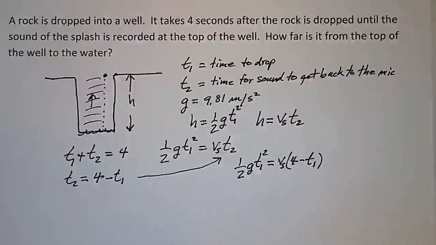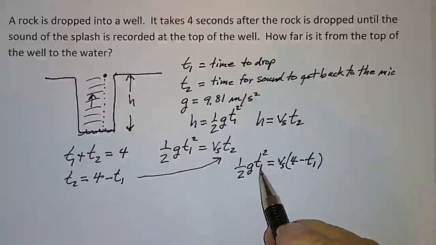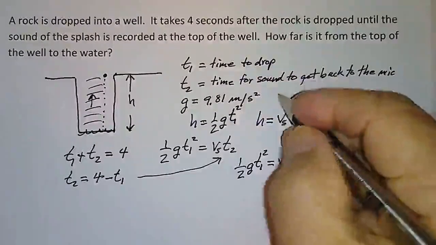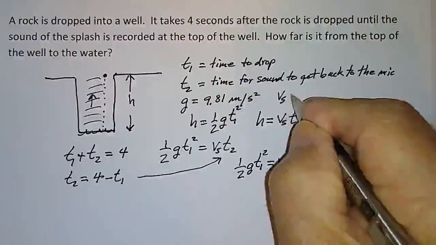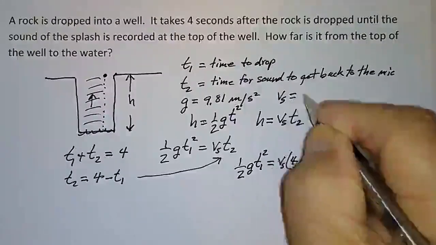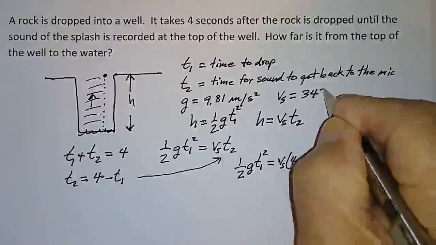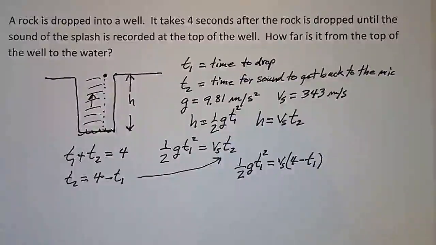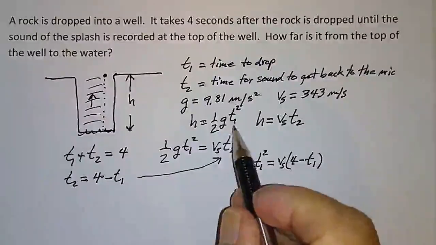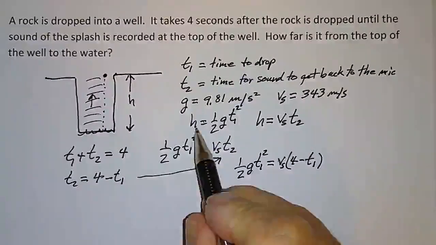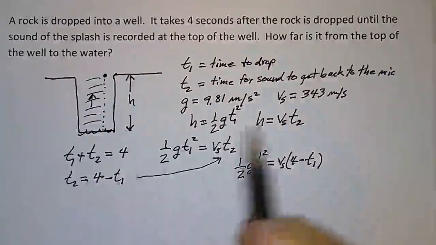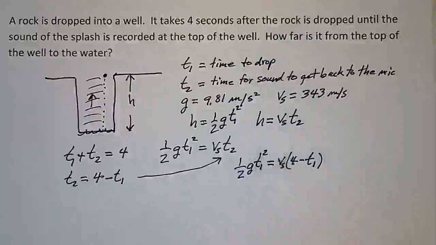So now we have an equation just involving the variable T1, and we know the other things. I didn't tell you, but the velocity of sound near the surface in air is approximately equal to, say, 343 meters per second. So all we have to do is solve this equation for T1. And then we can either plug T1 back into this equation to get what h is, or we can solve this one for T2, plug it in here, and get what h is.